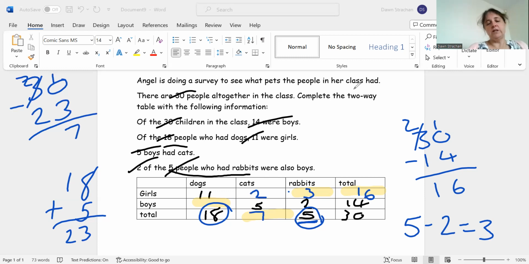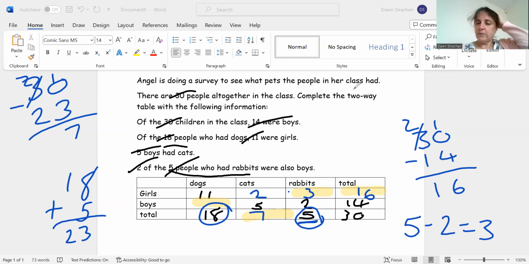Or alternatively, we could have done 11 girls had dogs, 3 had rabbits, and there's 16 in total. So 11 plus 3 is 14. There's 16 altogether, so if we'd done 16 take 14, that would have also taken us back to 2 girls having cats. So it's a case of putting in the initial information. Sometimes they'll give you some of it already in the table. So put the initial information into the table, and then once you've got that, just work back.